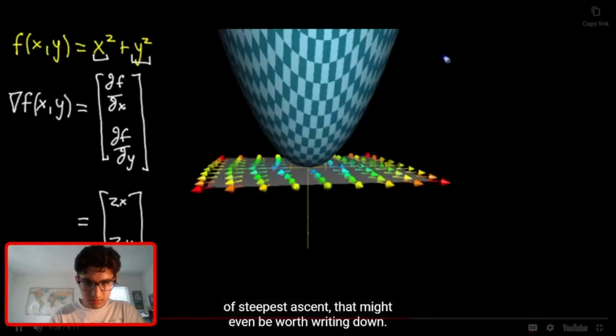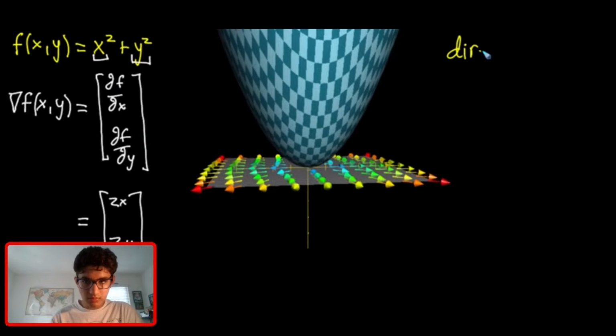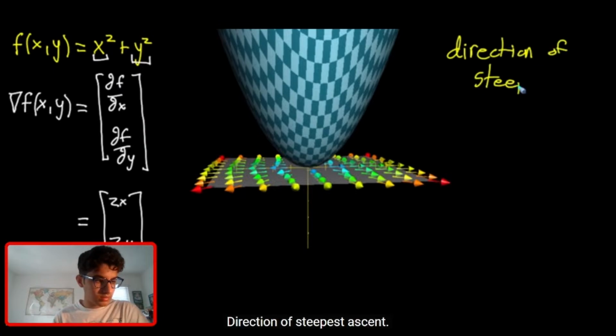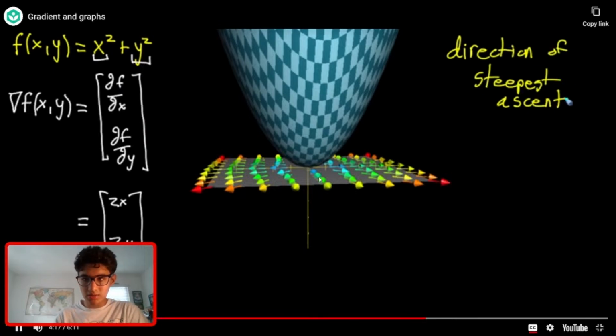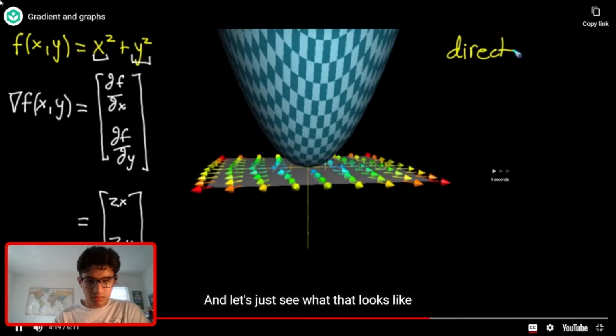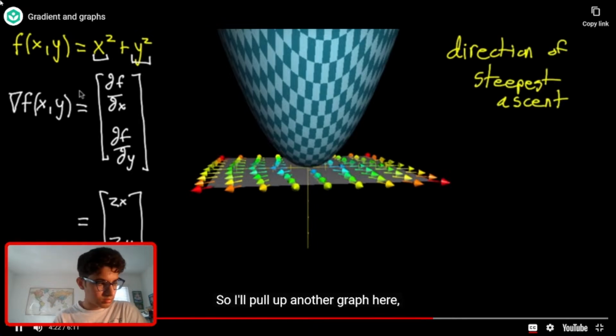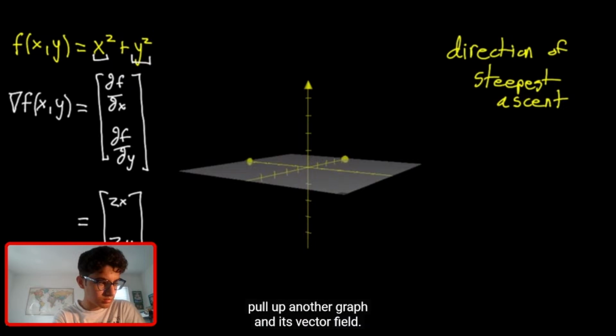Might even be worth writing down: direction of steepest ascent. Yeah, he's even telling us to write it up. So, let's just see what that looks like in the context of another example. So I'll pull up another graph and its vector field.